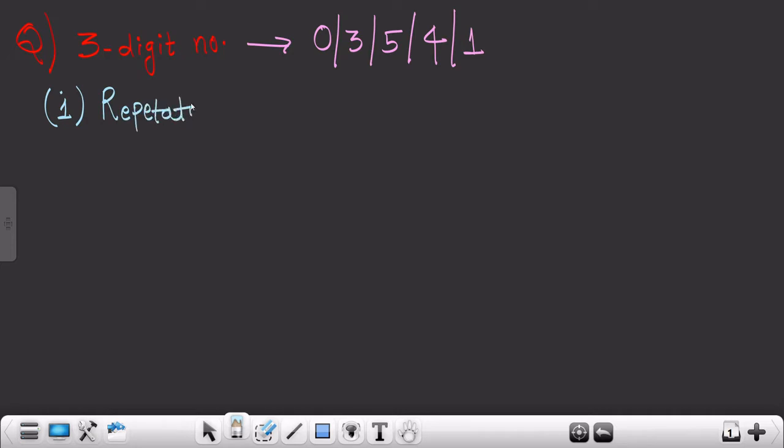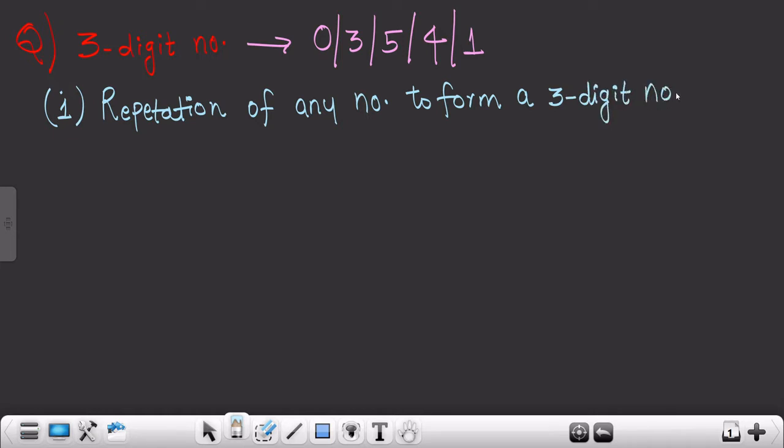Repetition of any number to form a 3-digit number is allowed. Okay, so this is the very first condition. That means repetition of any number to form a 3-digit number is allowed.